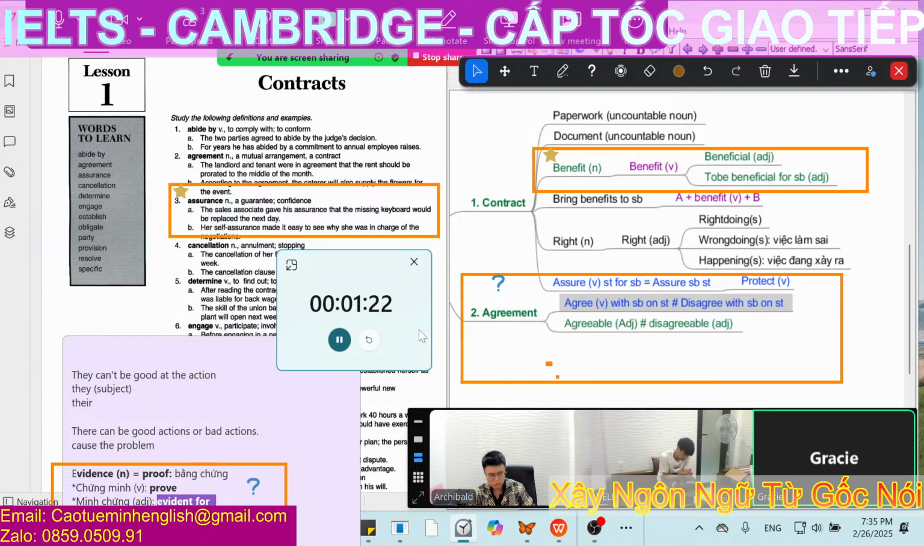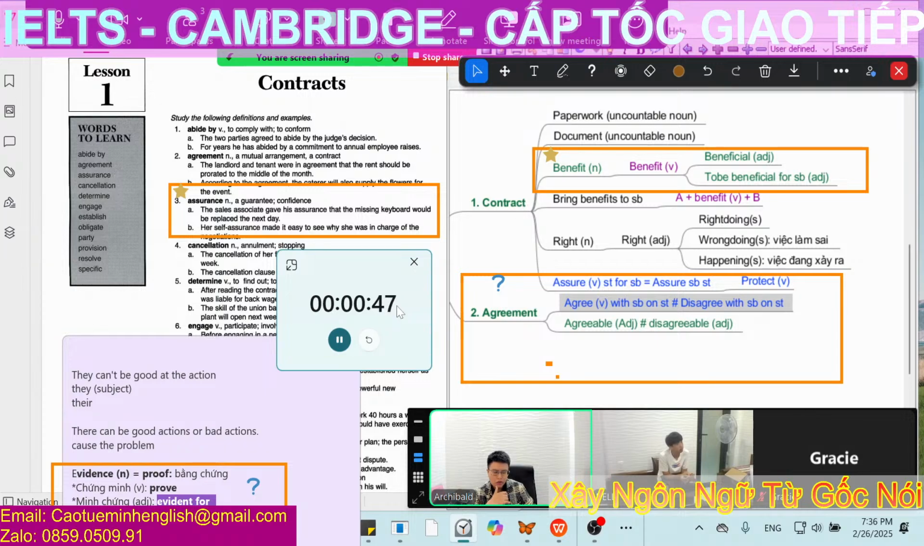So both sides are satisfied, and if the terms are disagreeable, problems may happen. This slide is very important to assure both sides that the contract is fair. Very good. It's very difficult to assure both sides that the contract is fair. Yeah, very good. Okay, so what about Bill?